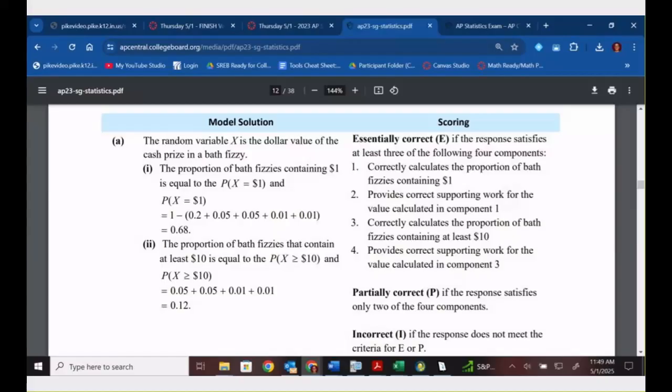If you got 3 of these 4 components, so at least 3 of the 4 components, you get an E. If you got 2 of the components, give yourself a P. And if you got 1 or none, give yourself an I.